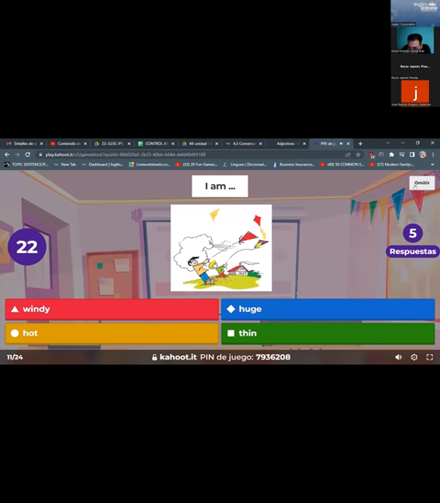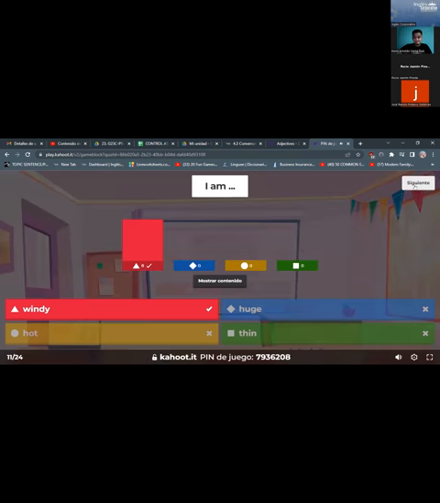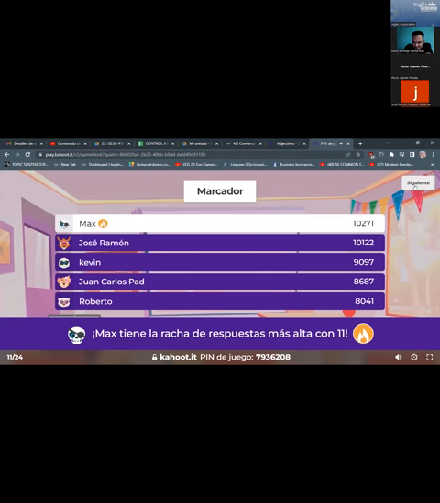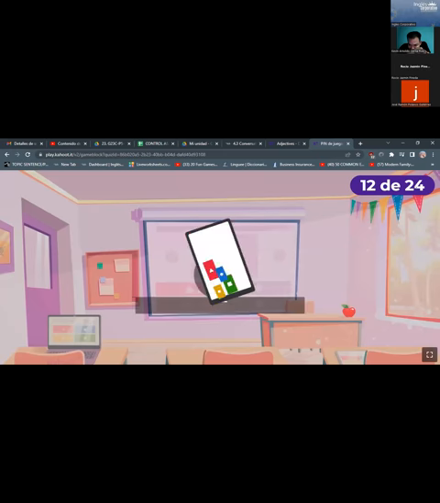This is easy. Excellent, windy, with a lot of wind, con mucho viento. Aquí por la rapidez pueden ir ganando. Miren que José Ramón y Max, they are really close. Kevin and Juan Carlos. And then we have Roberto. Everything can change.